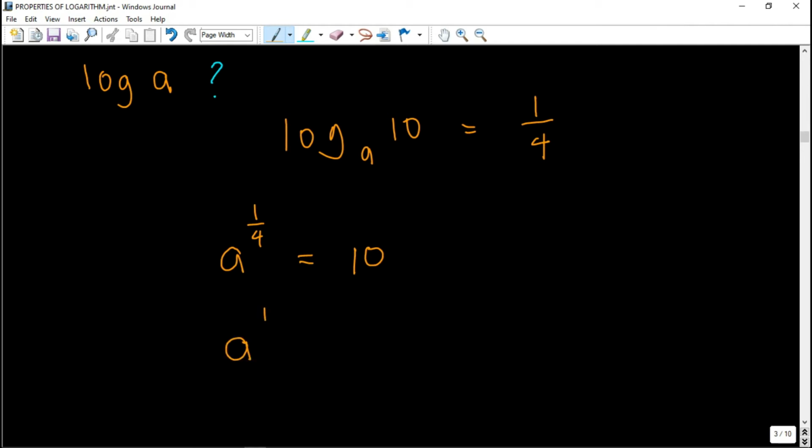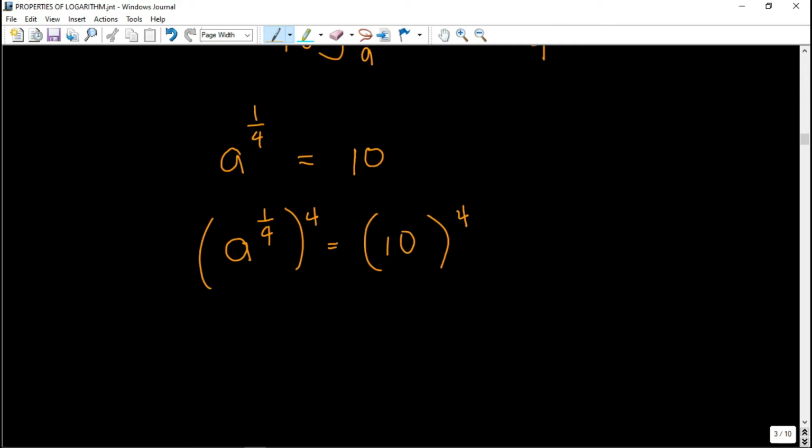So a raised to 1/4 equals 10. Let's raise both sides to 4. Here, 1/4 times 4 is 1, so we can extract a. So a is just equal to 10 raised to 4, or a is equal to 10,000.